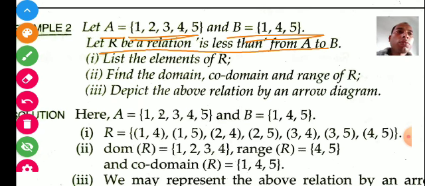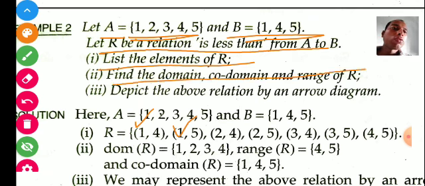So in the less than form we have to make a relation, meaning whatever element we write will be less than the other element. The first element will be less than the second element. List the elements of R, find the domain and codomain, and depict the above relation by an arrow diagram.